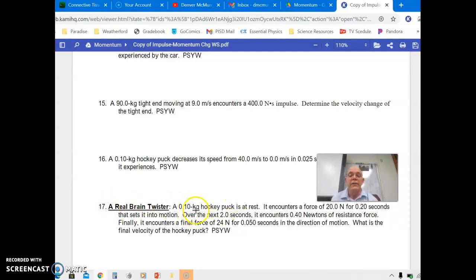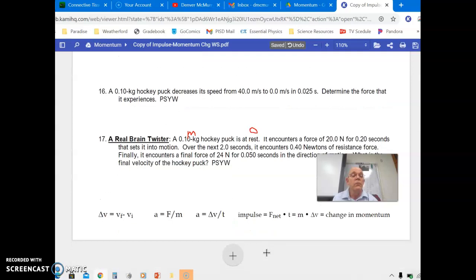Okay, you have a 10-kilogram hockey puck, that is its mass. Okay, it's at rest, so we know its initial velocity is 0 meters per second. Now it's going to tell you how much force and for how long it's going to feel. All right, and what you need to calculate is the change in what? Momentum? Velocity? What do we need to find? We need to find out how much it changes, okay?